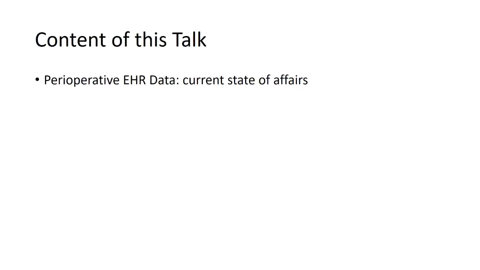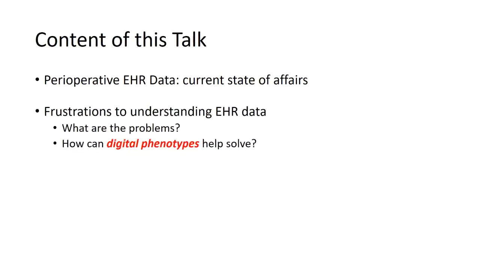So to outline my talk today, I've divided it into 3 parts. The first part will be just talking about where the electronic health record data stands with perioperative records, meaning data immediately before, during, and immediately after surgery, and the recent advances that we've made there. And then I'll be talking a little bit about frustrations that we've had as the research director for this group in understanding the perioperative EHR data, and a couple ways that we've tackled these problems.